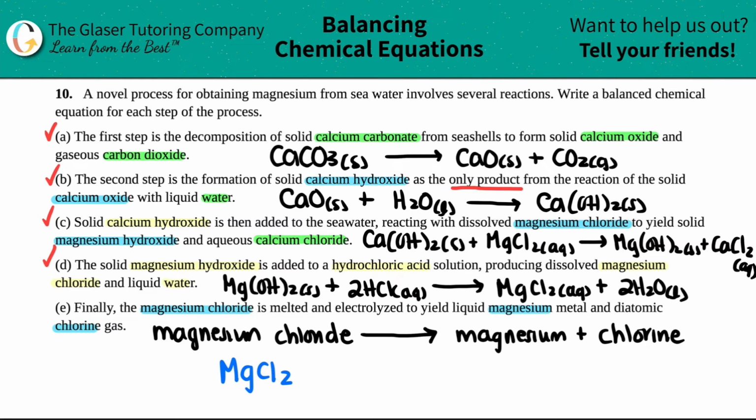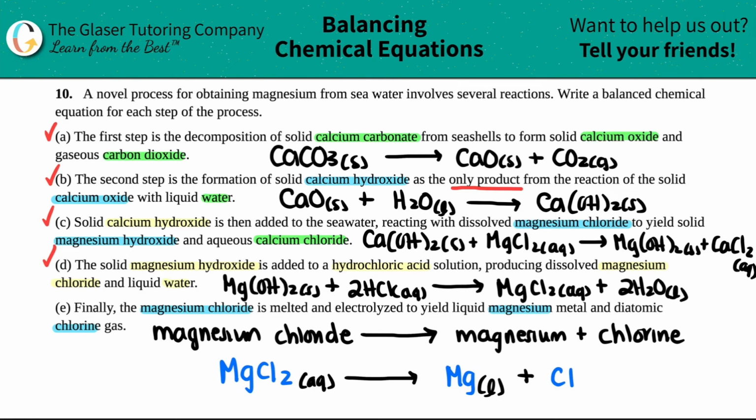They say that finally the magnesium chloride, which was coming from the previous one, they told me that it was dissolved, so that was aqueous. So aqueous yields just magnesium metal. So this is literally just saying that I have magnesium, right? And they told me that it was a liquid. So I have to say L for liquid, plus chlorine, so Cl.